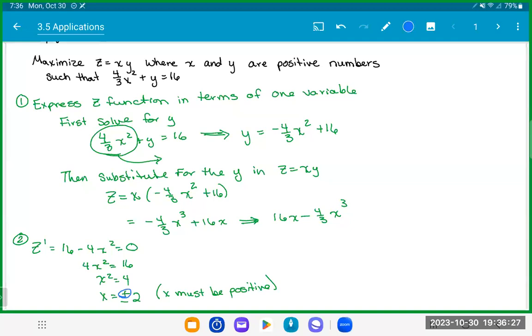So now, since there's only one critical value, we can use the second derivative to determine whether we have a maximum or a minimum.